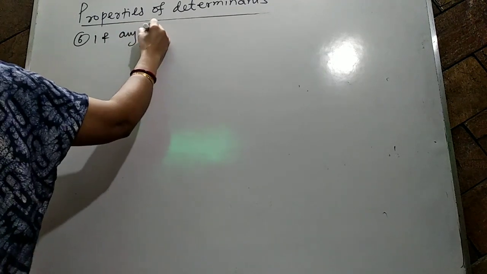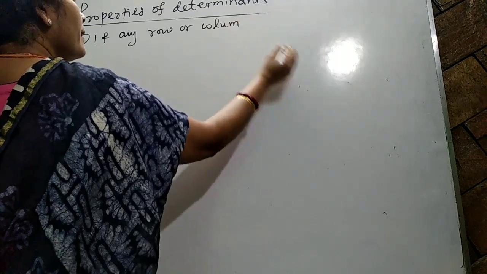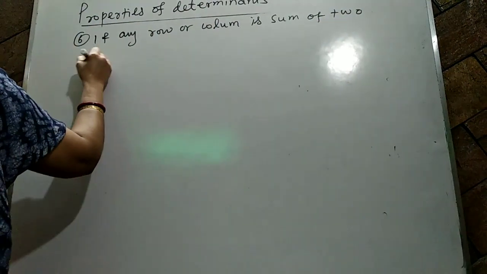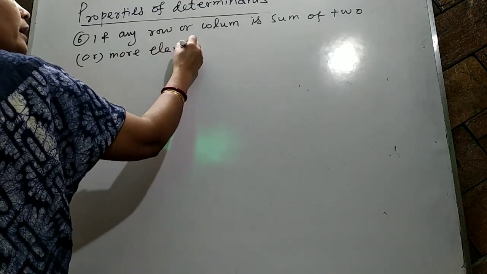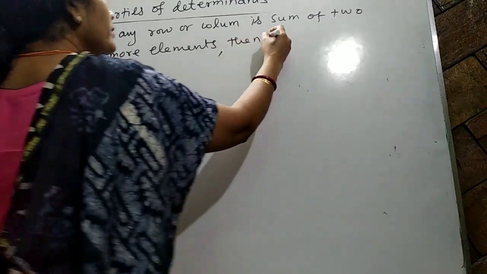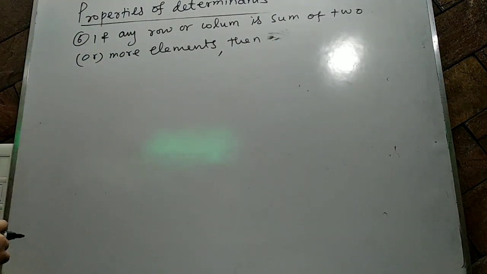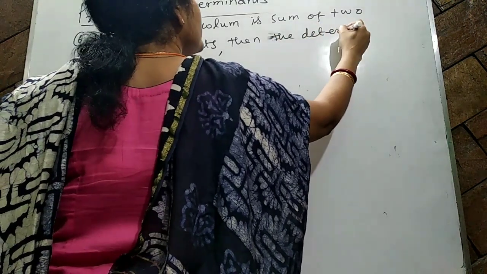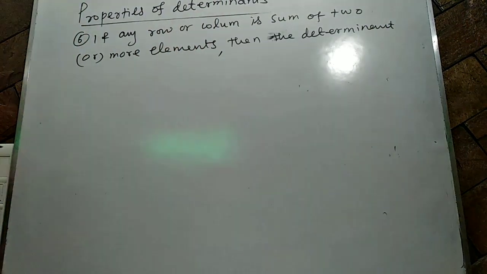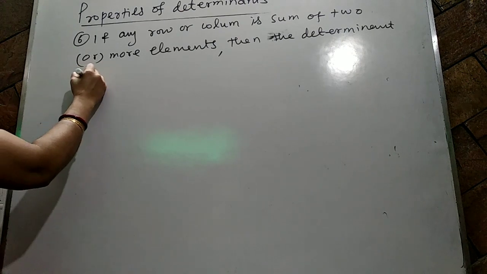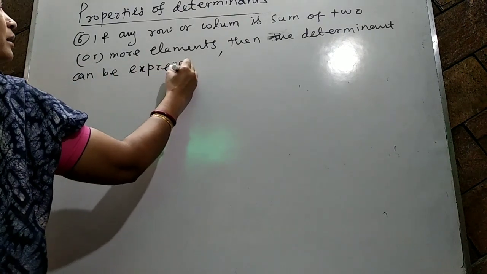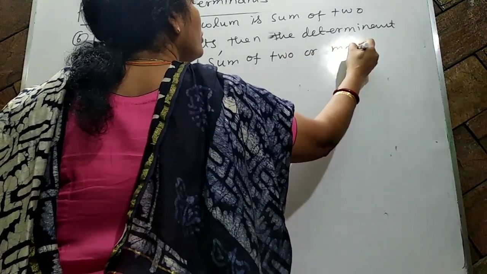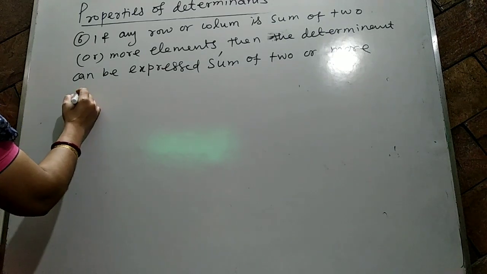If any row or any column is a sum of two or more elements, then the determinant can be expressed as a sum of two or more determinants.